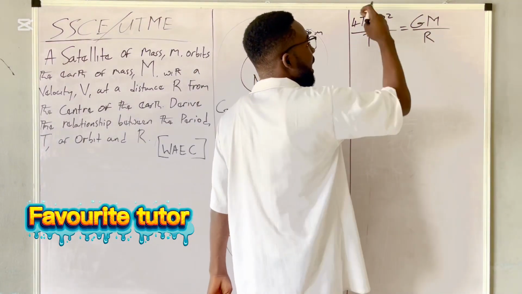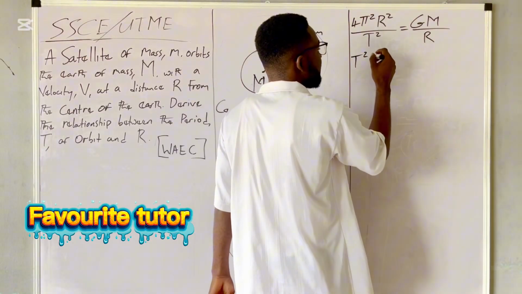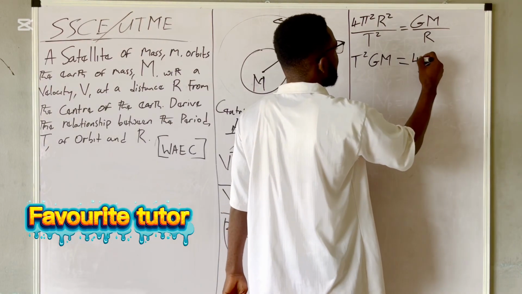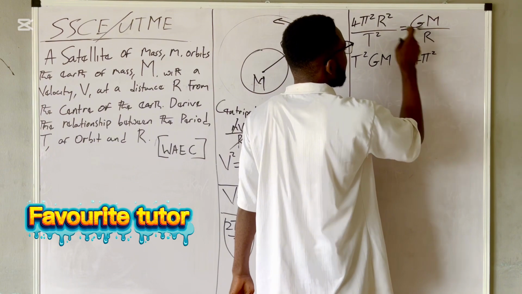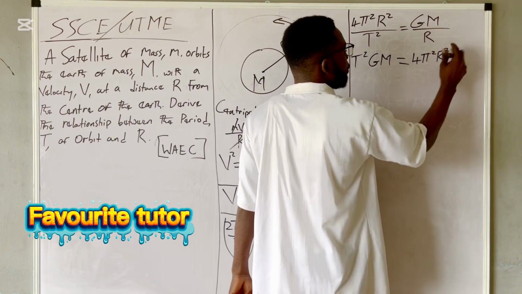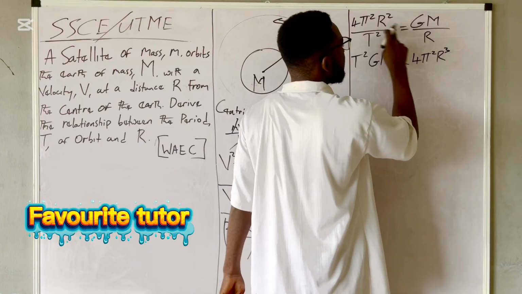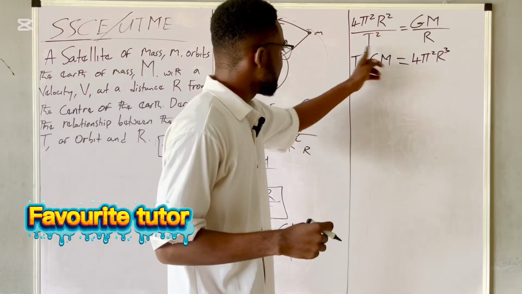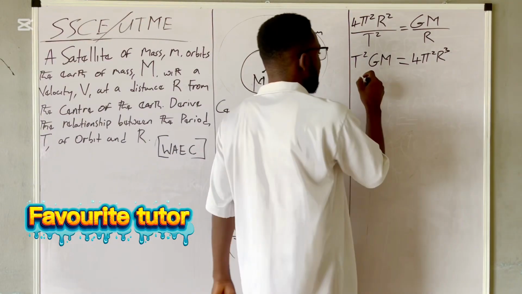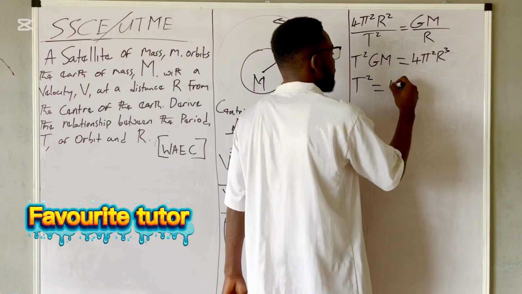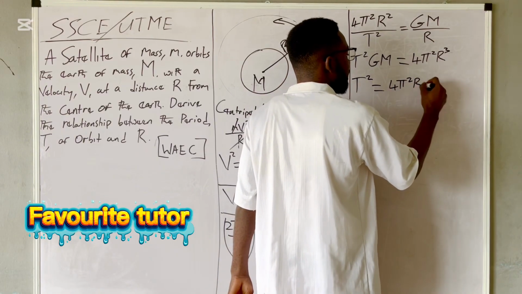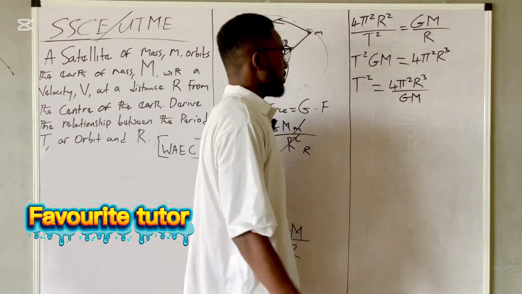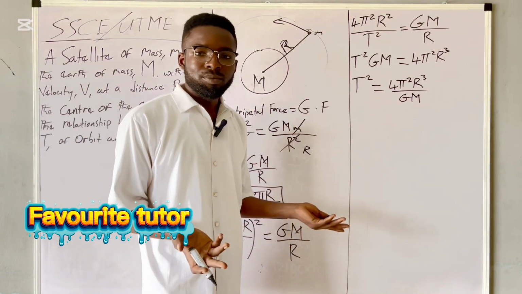If we cross multiply right here, I have T squared GM is equal to 4 pi squared r cubed. No longer square, we take the cube. So divide both sides by whatever is attached to the period. Therefore T squared is equal to 4 pi squared, the cube of r, all over GM. This is the relationship.